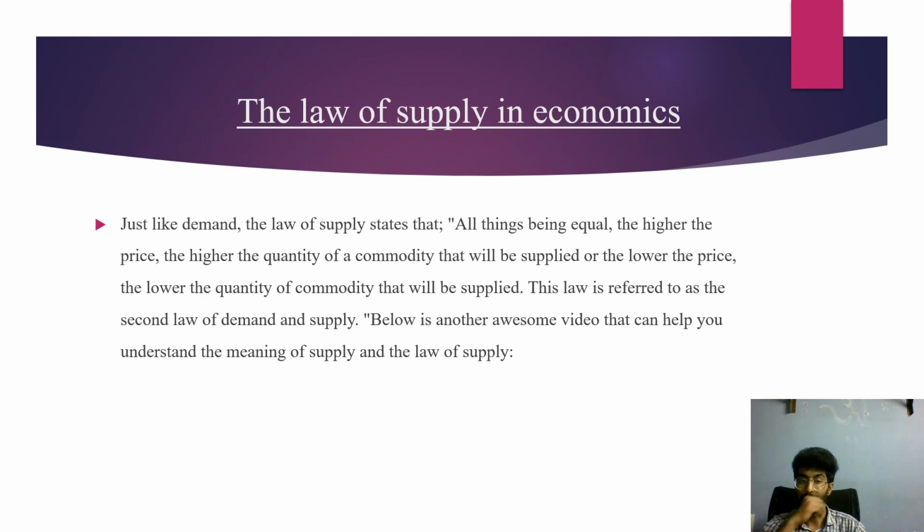The law of supply in economics. Just like demand, the law of supply states that, all things being equal, the higher the price, the higher the quantity of the commodity that will be supplied, or the lower the price, the lower the quantity of the commodity that will be supplied. This law is referred to as the second law of demand and supply. Below is another awesome video that can help you to understand the meaning of the law of supply.